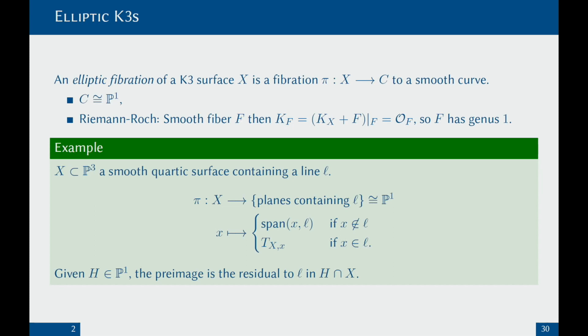An example of such a fibration is if you take a quartic surface. Smooth quartic surfaces in P3 are K3s, and if that quartic contains a line, you can project from that line, and a priori that's just a rational map, but to a point that's on the line, you could associate the tangent plane at that point. That gives you an elliptic fibration. And if you want to convince yourself that it's an elliptic fibration, take a plane that contains this line. What is the fiber over this point? It's going to be the residual intersection of this plane. So the plane is going to intersect your quartic in this line along with a cubic curve. In general, this cubic curve is going to be smooth, so it's going to be a genus 1 curve.